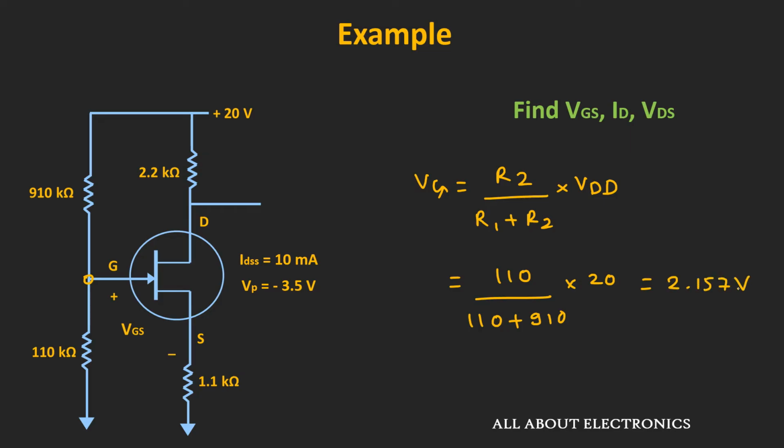2.157 volt. Now if we apply the KVL in this loop, then we can say that voltage VGS is equal to VG minus ID times RS, right?